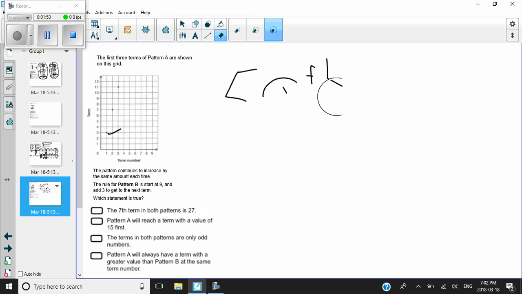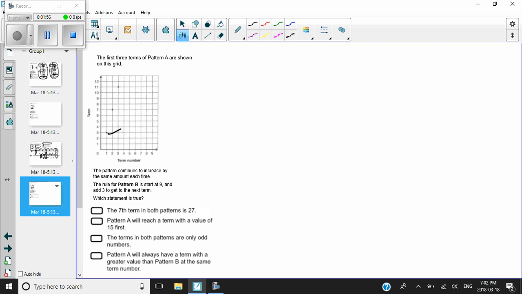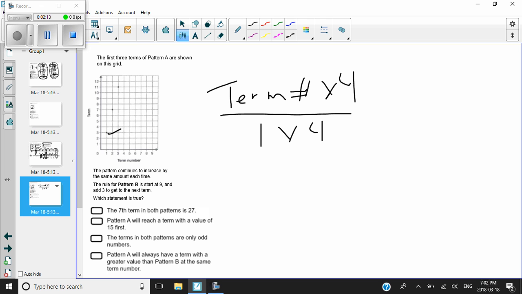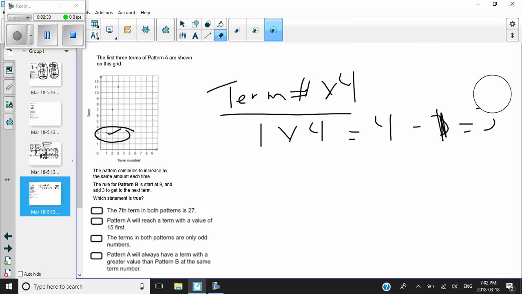All right, so let's try another one. Let's try position number or term number times 4. So let's try the first one. The first one is going to be term number 1 times 4 equals 4. But that's not right. I still would have to take away 1 to make it equal 3. Okay, so that's no good. What if we change the pattern? Let's try this again.